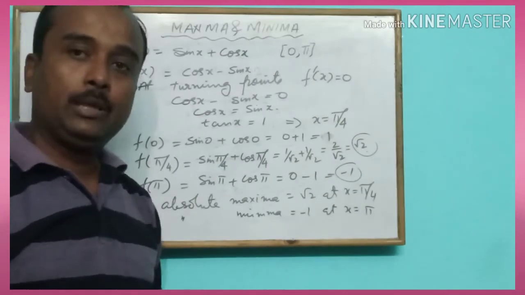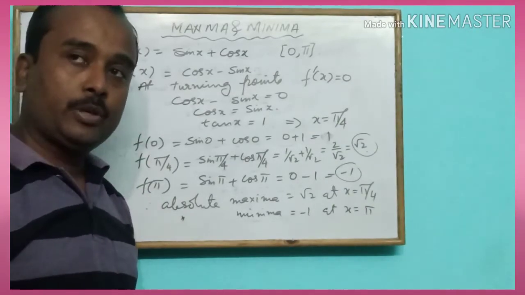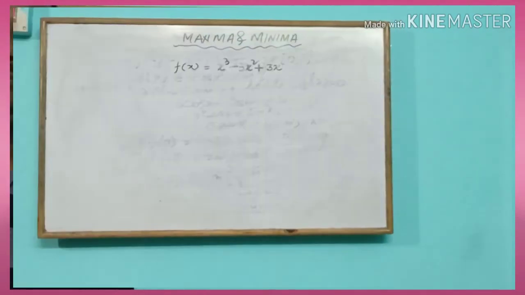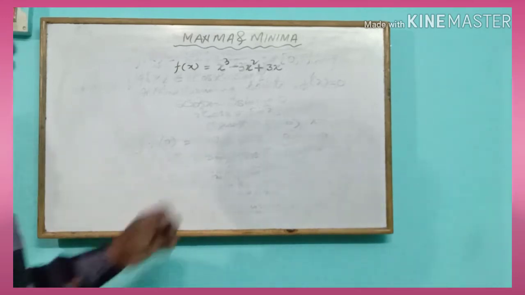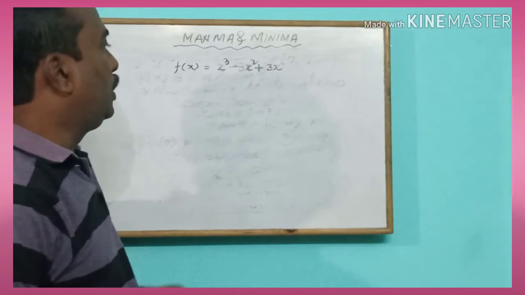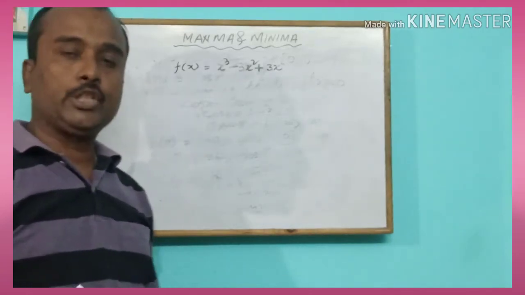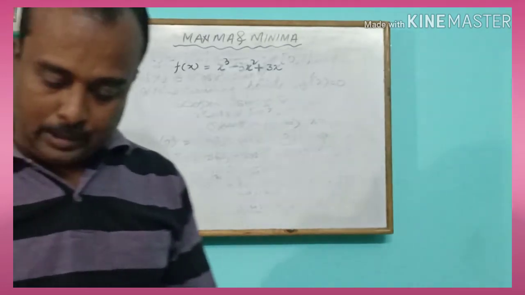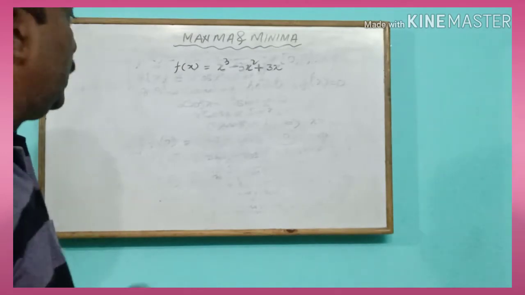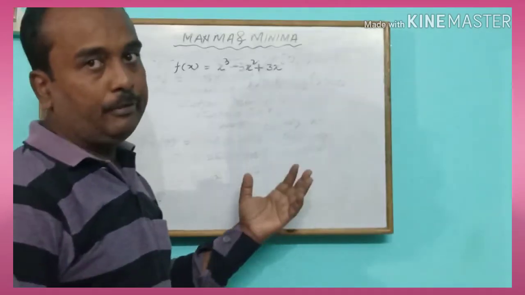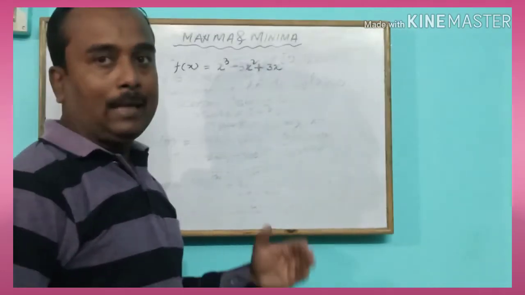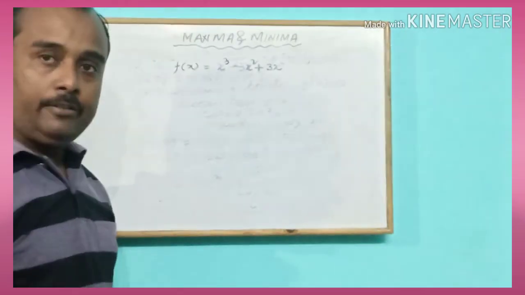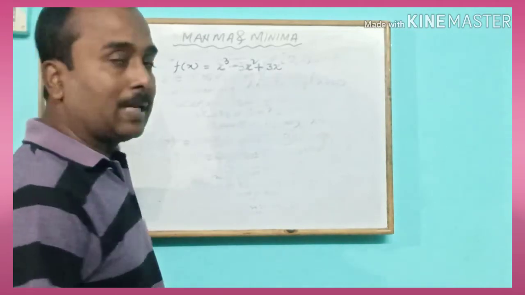Now we will see how to calculate local maxima and local minima by using first order derivative and checking with the help of second order derivative. In this function we are supposed to find out the turning points and distinguish between the local maxima and the local minima. The working rule is we will first find the derivative, equate it to 0 and get the points at which it is turning, and then find the second order derivative in order to check whether it is maxima or minima.